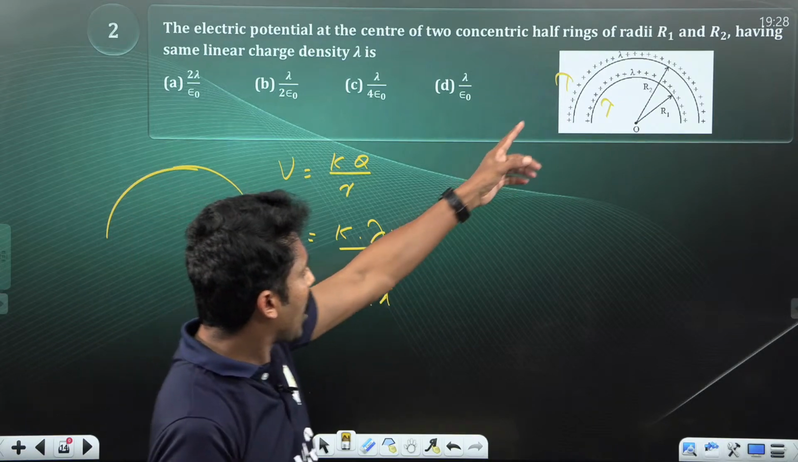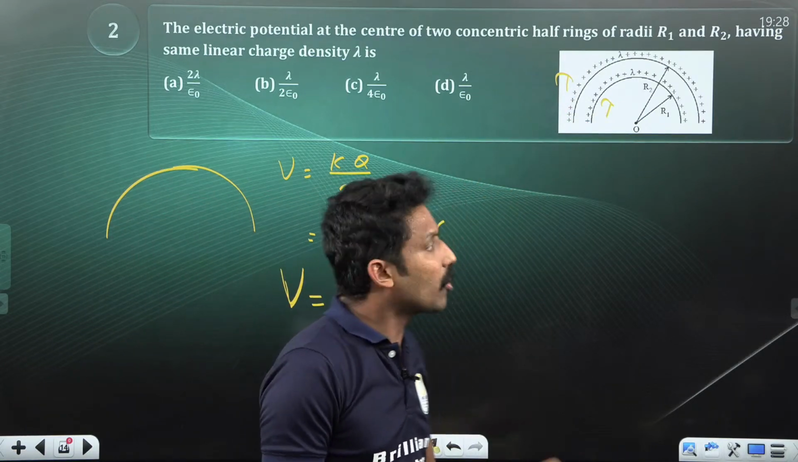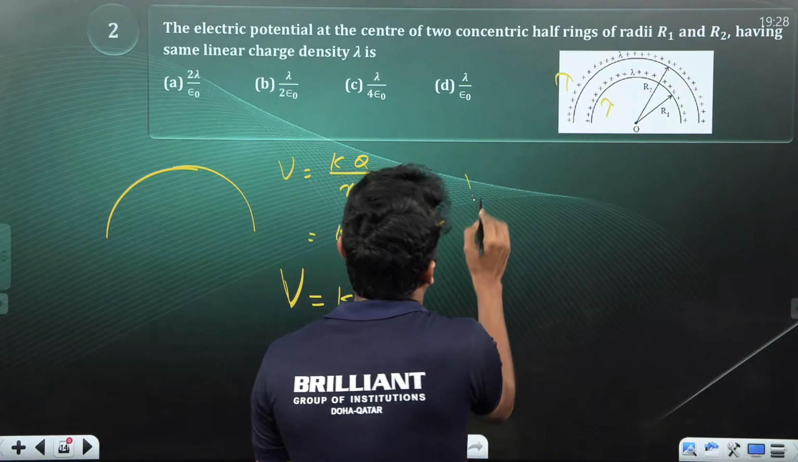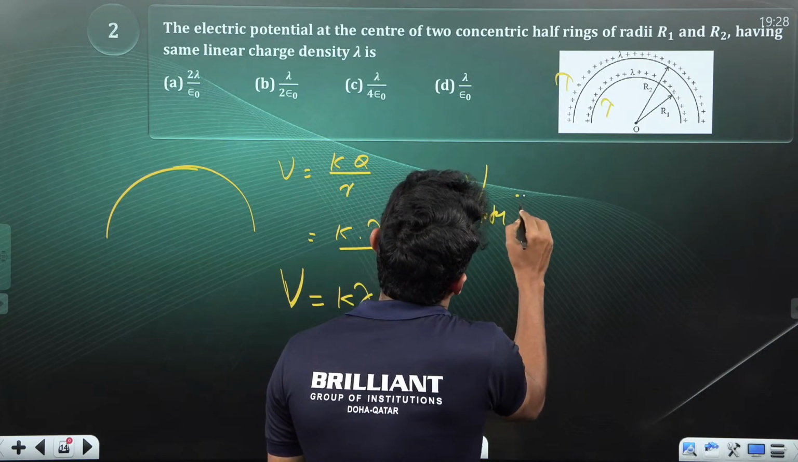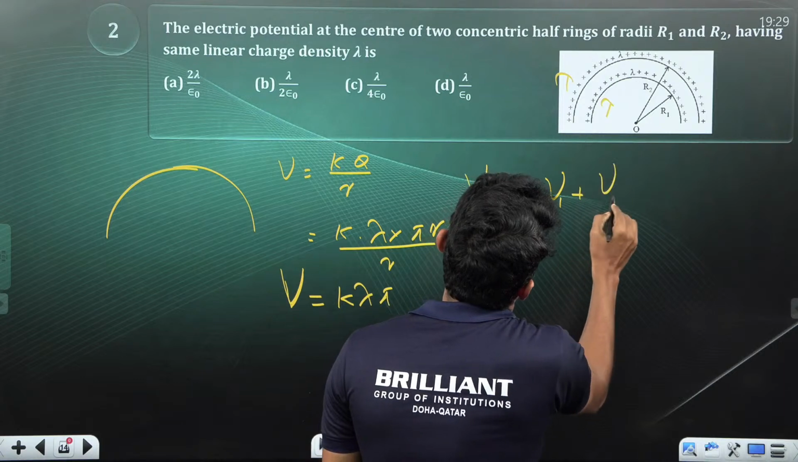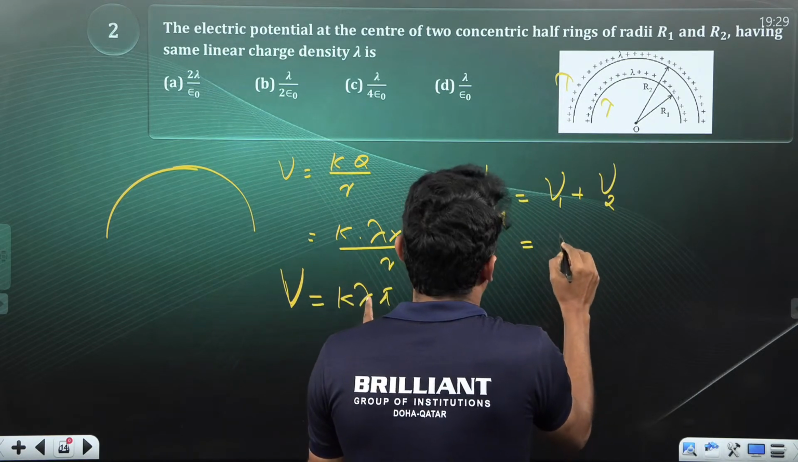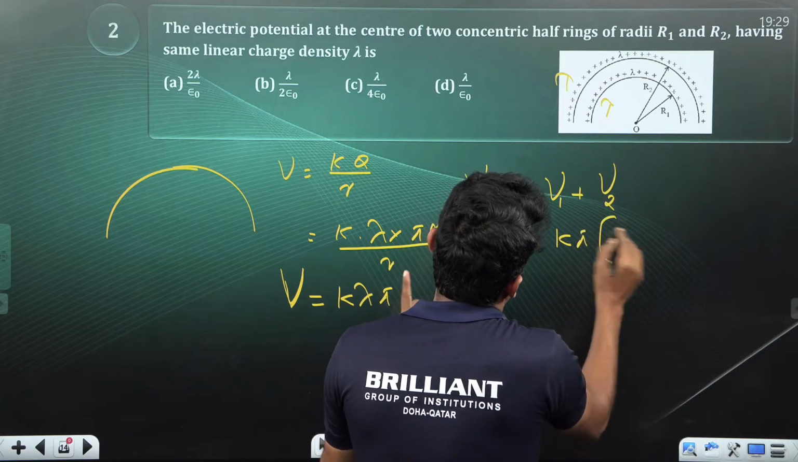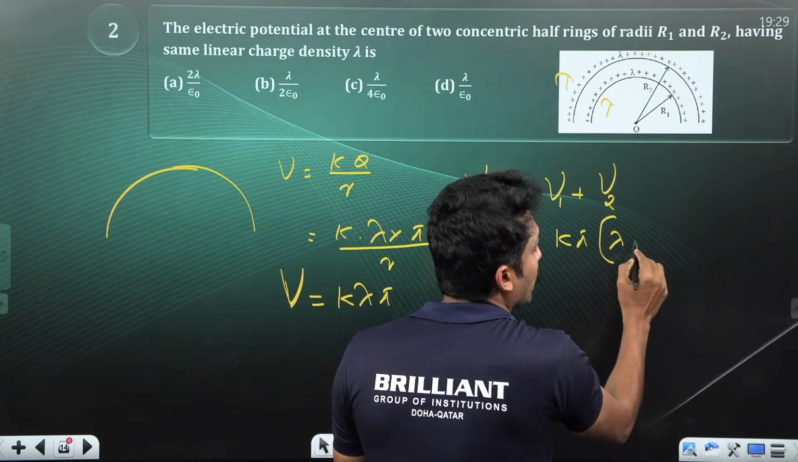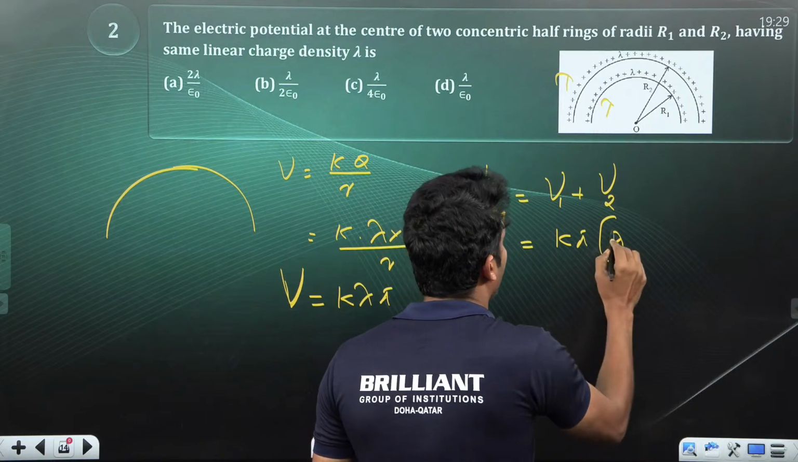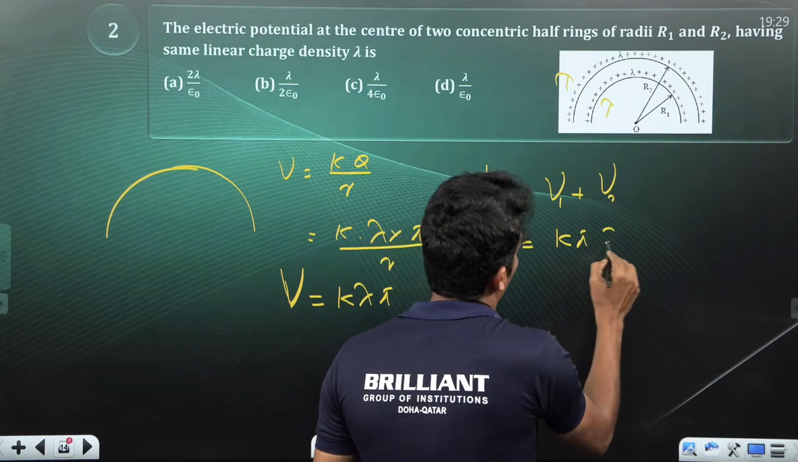Here the lambda of both wires are positive, so we have to add the potentials. Potential is a scalar quantity, so we should add. The total potential V total is equal to V1 plus V2. This is K, then pi constant, then lambda 1 plus lambda 2. Lambda 1 plus lambda 2 is lambda plus lambda, it is 2 lambda.